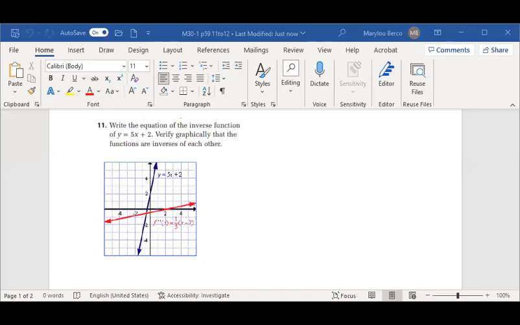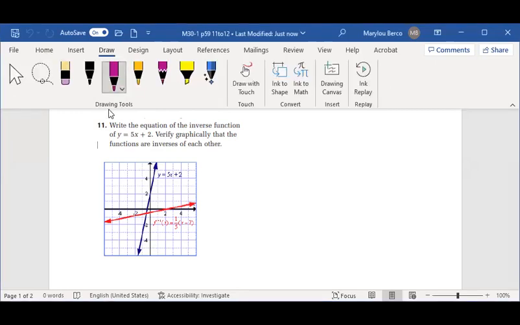Okay, practice test number 11. Write the equation of the inverse of y equals 5x plus 2. Verify graphically that the functions are inverses of each other.